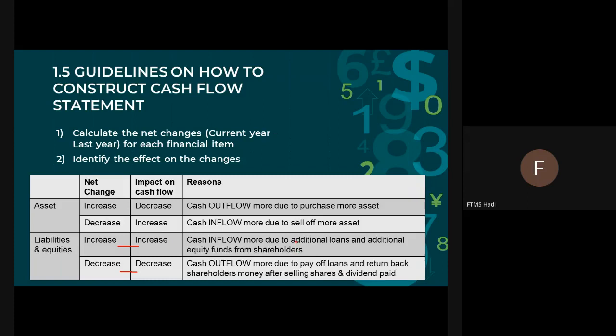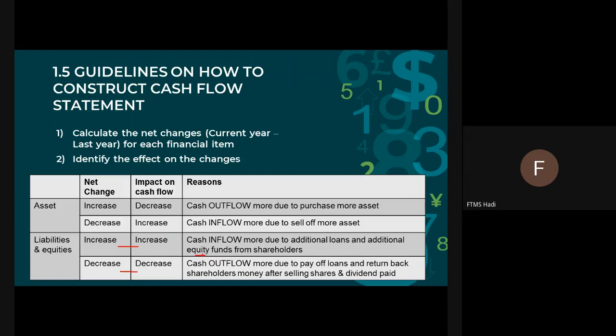Okay, I give you an example. Let's say you have a loan of 10,000, and then next year you apply for another loan, 20,000. Therefore your cash will be 30,000. 10,000 plus 20,000 becomes 30,000. So that's why the increase.